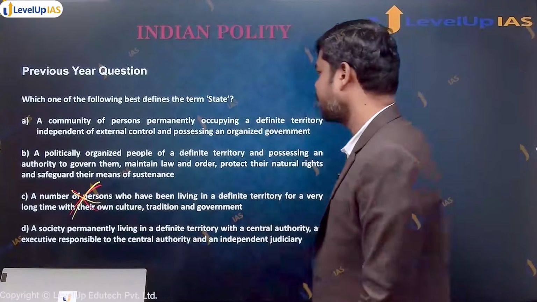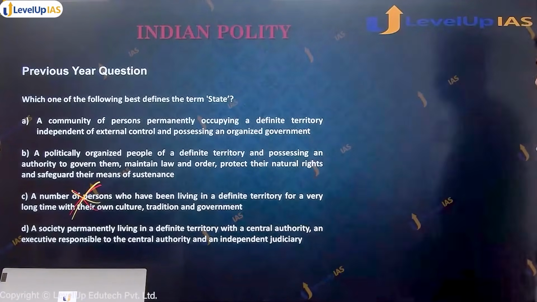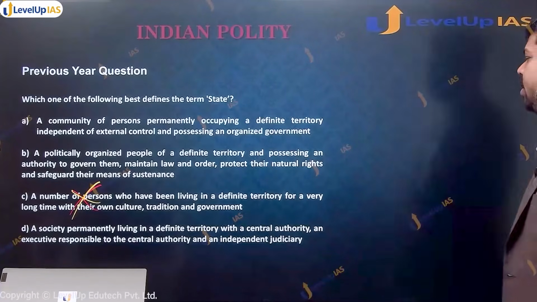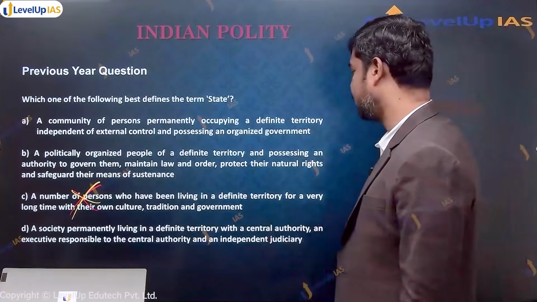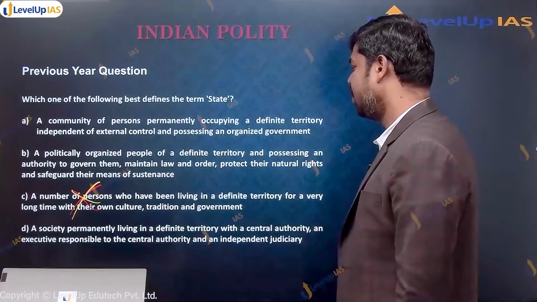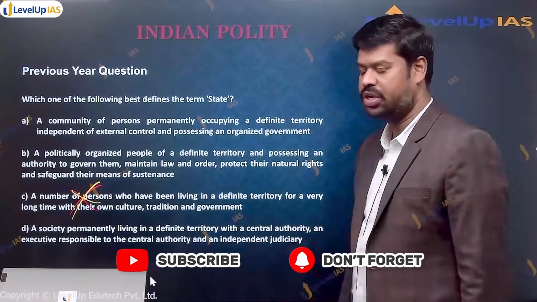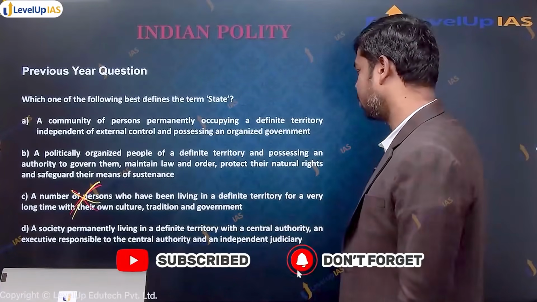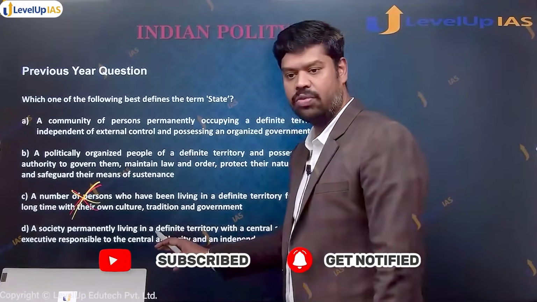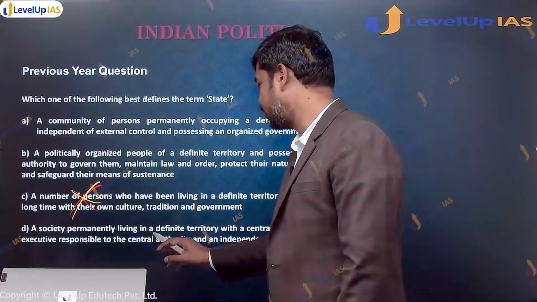Eliminate this. Option D: a society permanently living in a definite territory with a central authority. Okay, we can consider the central authority to be the government, and an executive responsible to the central authority, and an independent judiciary. But again, it is not talking about the sovereign authority. So again, it is not very clear.